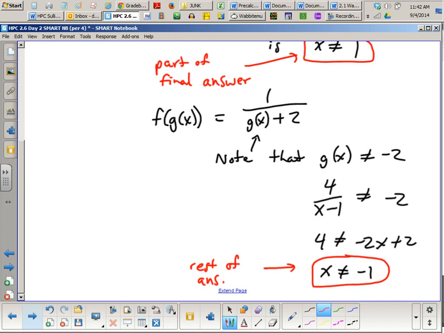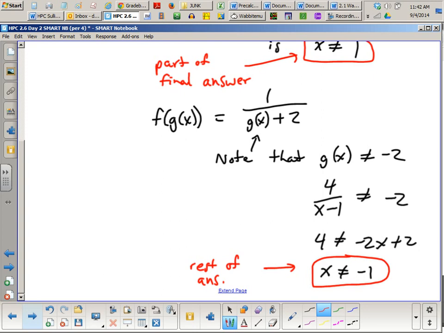So it's a two-stage ordeal. You first ask, what is that inner function, and you write down its exclusions. That's easy. Then you go back and you say, all right, what does f of g of x look like? After you jot it down, you suddenly realize, oh wow, I can't let g of x be negative 2. And then you pursue that thought to find more restrictions.